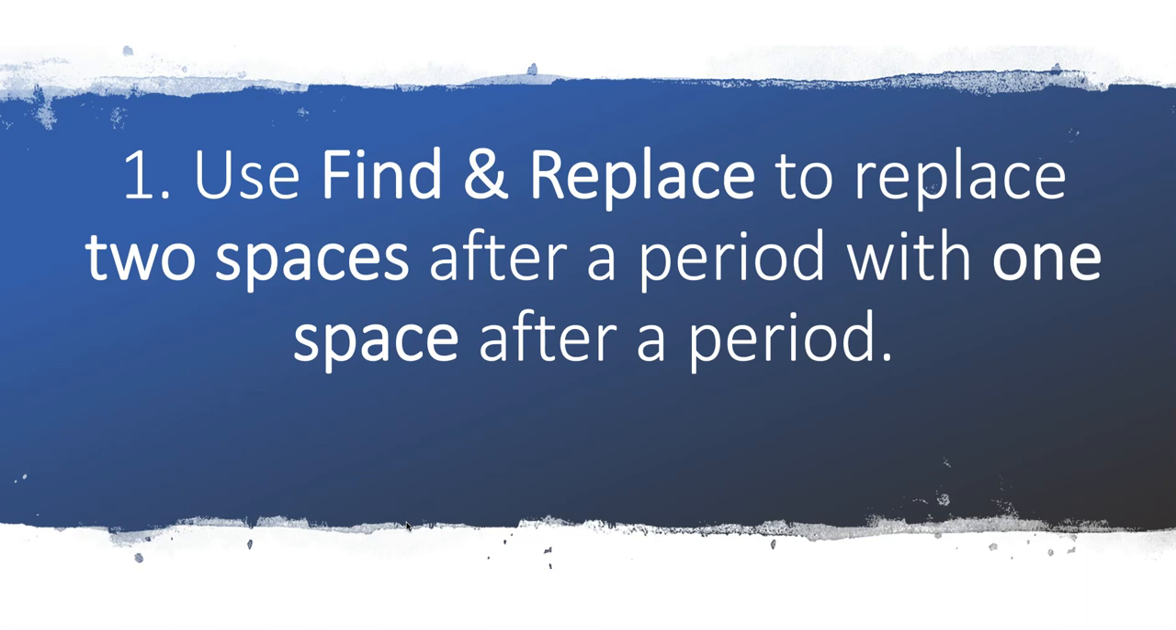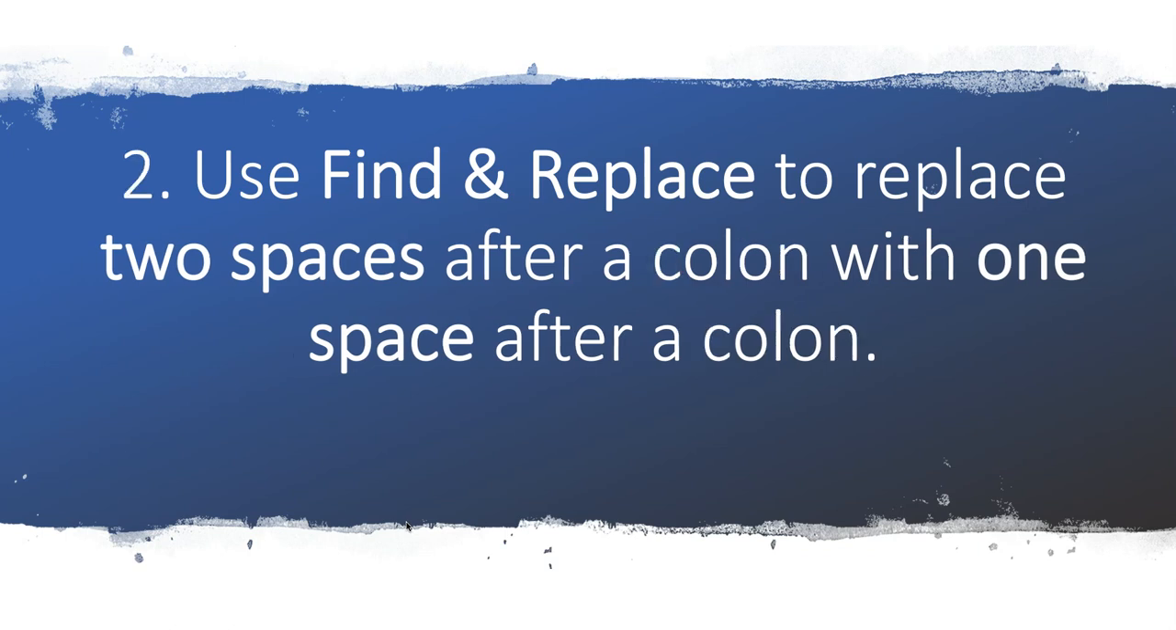Step 1, we're going to go ahead and use Find and Replace to replace 2 spaces after a period with 1 space after a period. There's total consistency now in APA 7th edition. You will always have no more than 1 space after a period. So go ahead and do this. You can pause the video if you want to go ahead and make sure you've done the step and then hit play again after you're done.